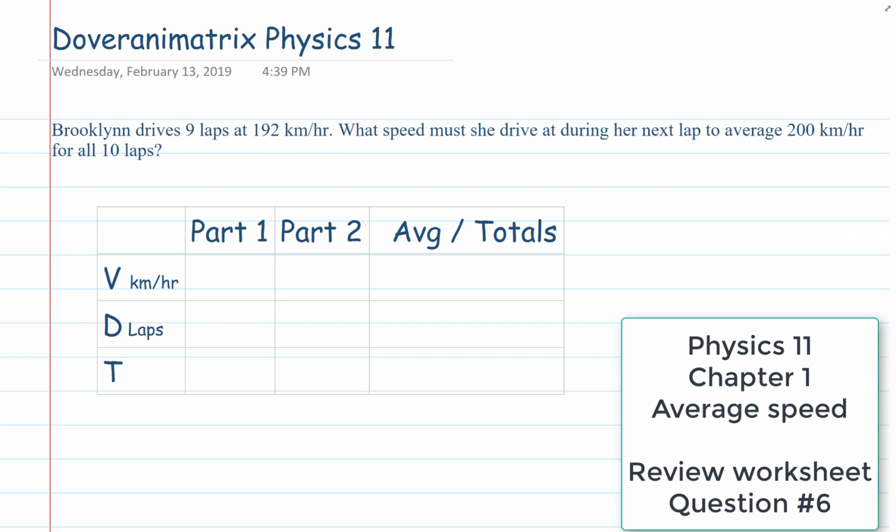We're going to do a Physics 11 question. This is from the review worksheet from Chapter 1, question number 6.